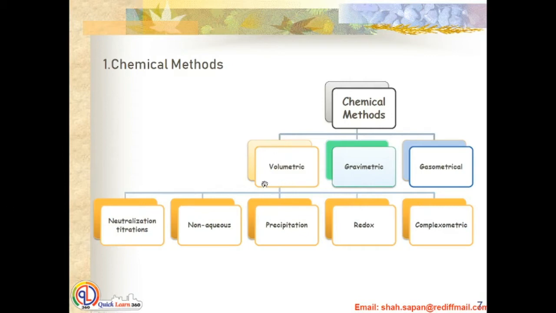Now the volumetric analytical methods are categorized as neutralization titration, non-aqueous titration, precipitation titration, redox titration, and complexometric titration. So in titration, you are going to measure the volume of titrant required in the chemical reaction. That's why the term volumetric analysis is given here. In the gravimetric method of analysis, you are going to analyze the sample on the basis of weight. That's why the term is gravimetric analysis. And gasometric analysis refers to the analysis of various mixtures of gases.